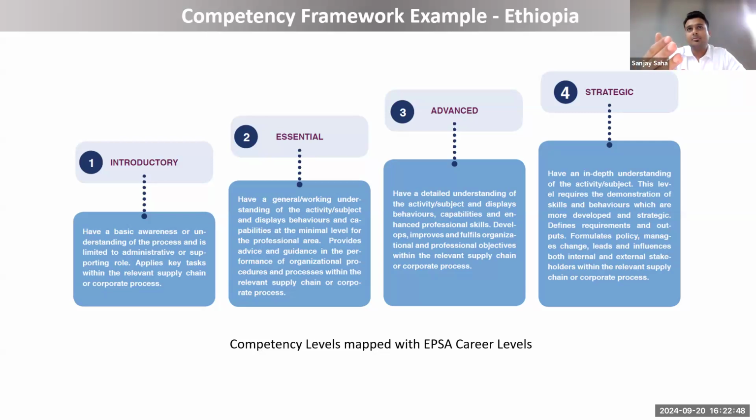Then two more came at advanced, three more rather. So 3 to 5, 2 more in advanced, which are like managers and team leaders and managers.